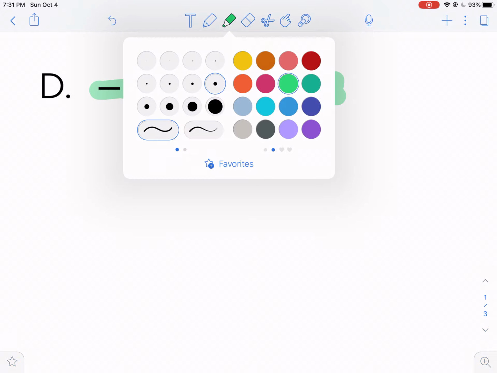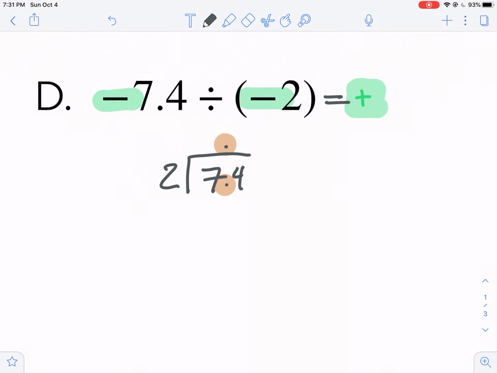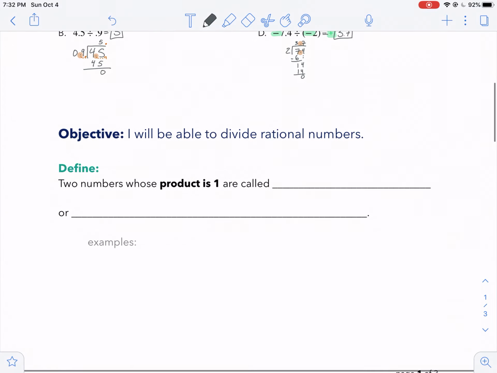And then looking at where our decimal point is, that needs to stay right there. 2 goes into 7 3 times to give us a 6. Minusing gives us a 1, bringing down our 4. 2 goes into 14 7 times for an even 14. And we're all set. Our final answer is 3.7. Awesome.